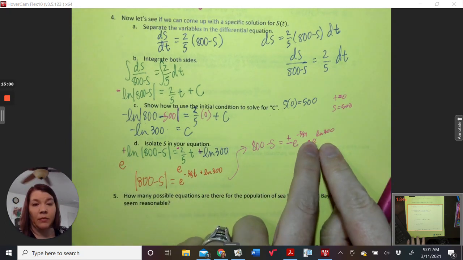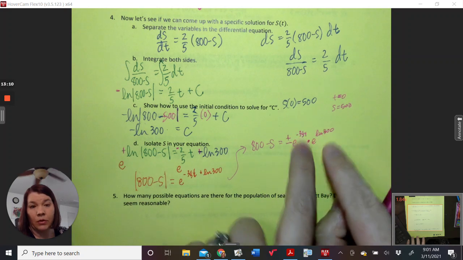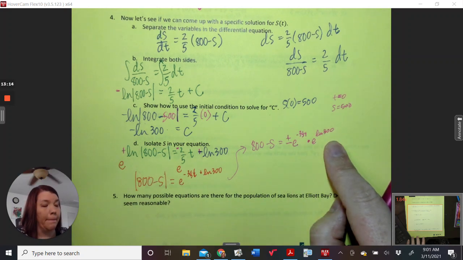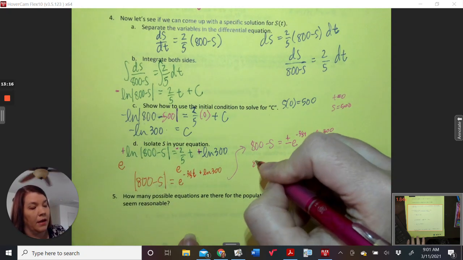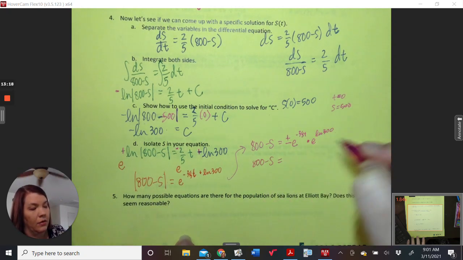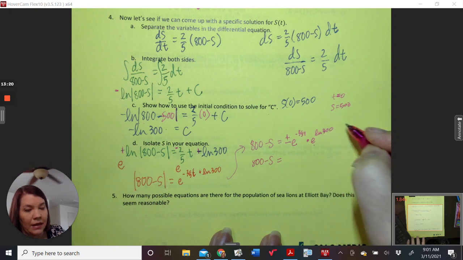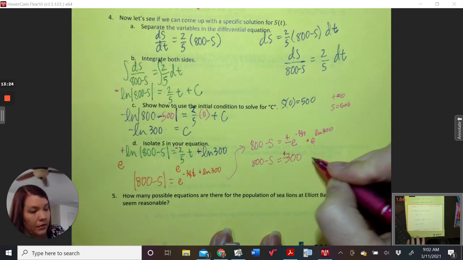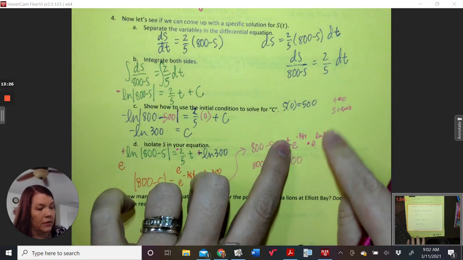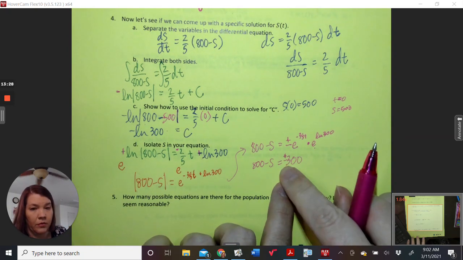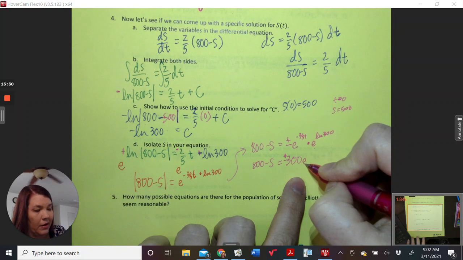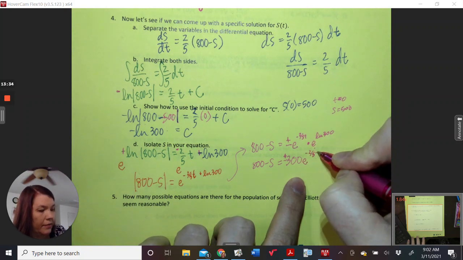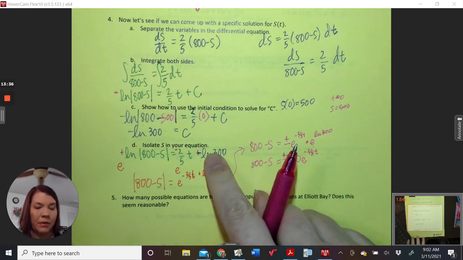Okay, so that becomes 800 minus s equals plus or minus 300, because e raised to the ln 300 is 300. 300 went in front because it's easier that way, times e to the negative 2/5 t. See why it's nice to clean it up here? All that weird stuff with the c, where the c kept changing when we were not finding the particular solution, kind of goes away, which is great.